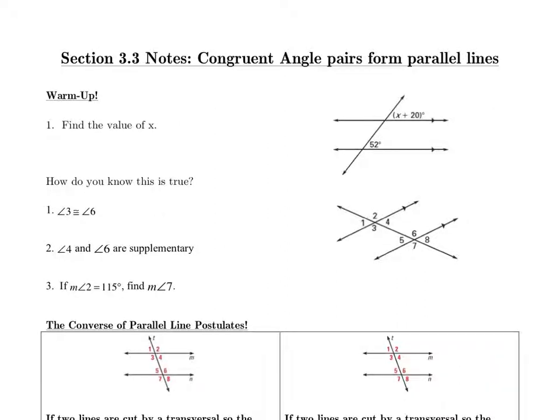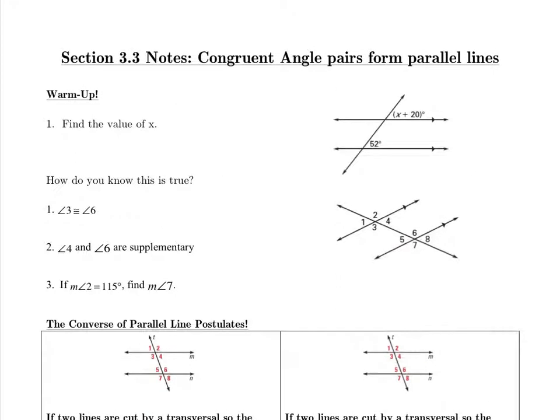Starting with the warm-ups, the first question asks you to find the value of x. So you're going to look at these two angles, these two lines here. These two lines here are parallel. So if they are parallel, then we know that these two angles, because they are cut by a transversal, are corresponding angles. And corresponding angles are congruent if the two lines right here are parallel.